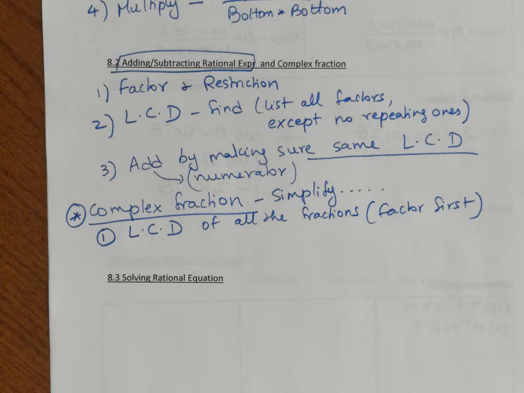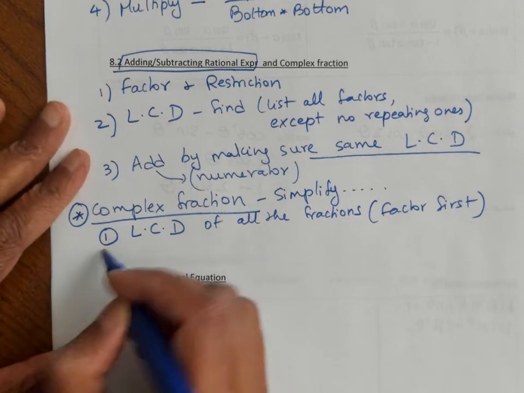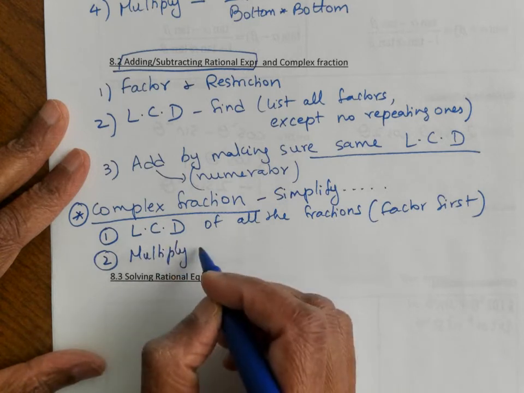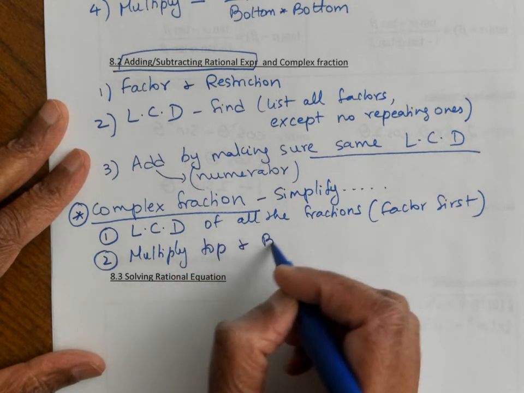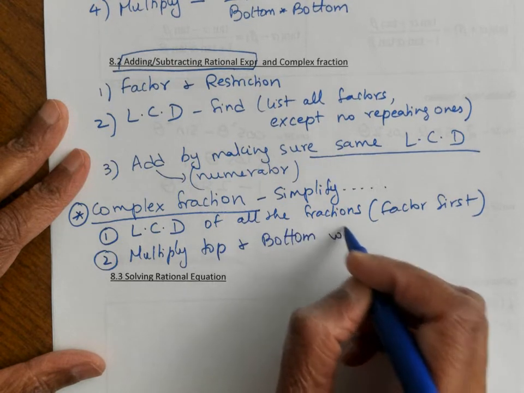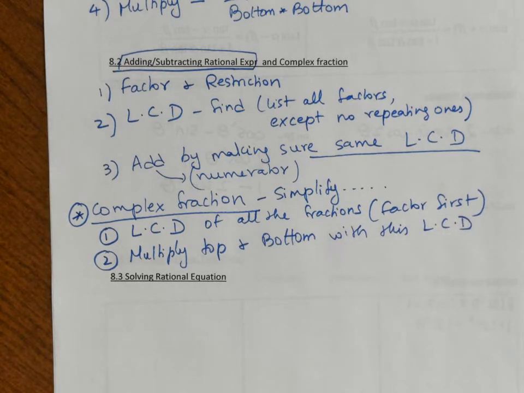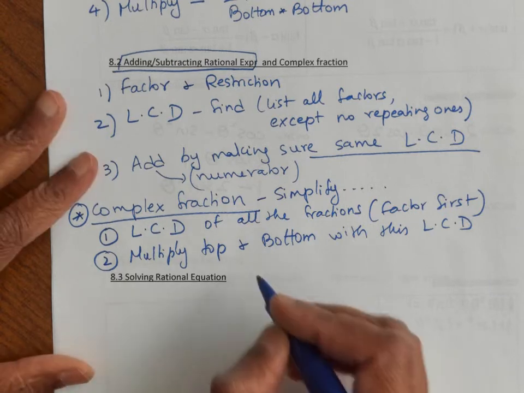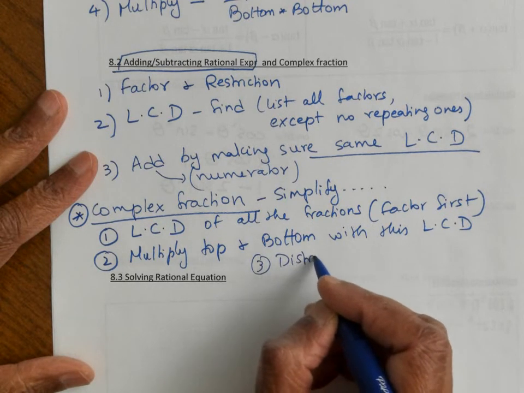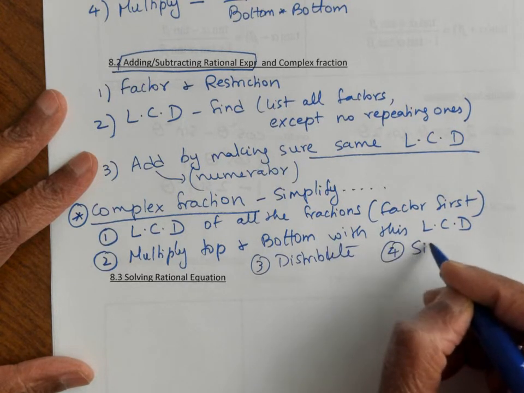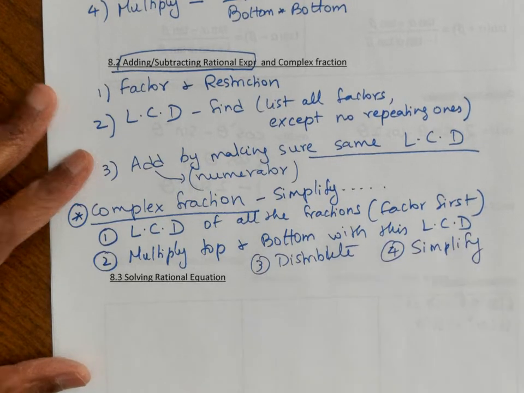Take the LCD of all the fractions of the numerator and the denominator. Step number 2, multiply the top and bottom with this LCD. Do you guys remember this? When you multiply the top and bottom with this LCD, you will find that when you distribute, it will simplify. You distribute and you simplify.